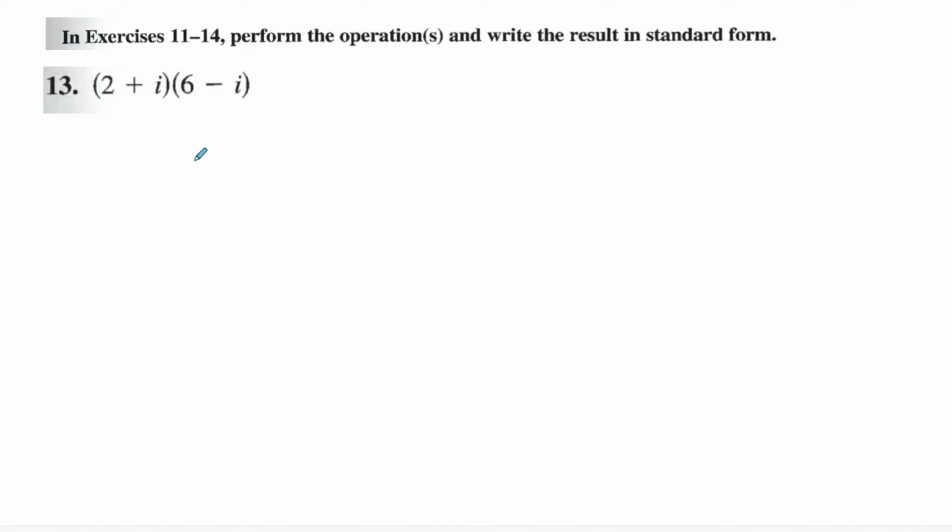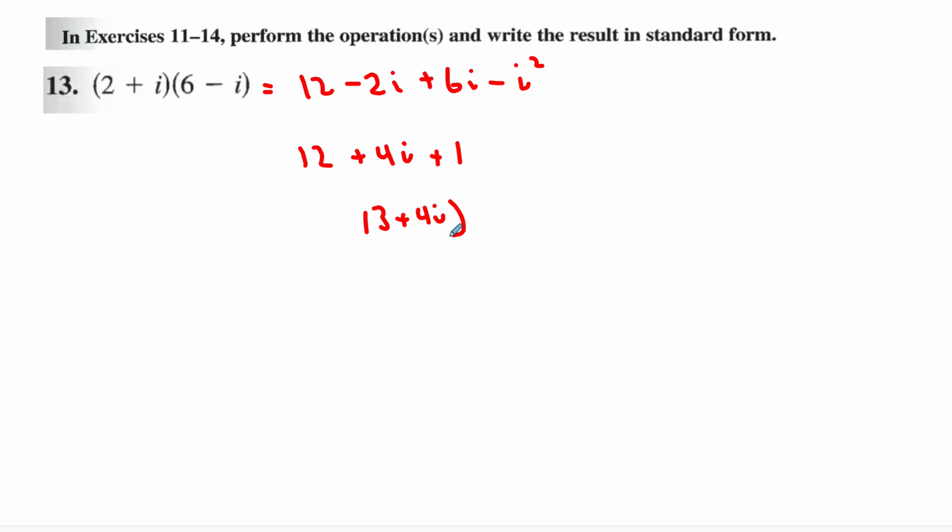All right, multiply. 2 times 6 is 12. 2 times -i is -2i. I times 6 is plus 6i. I times I, positive I times negative I is -i squared. So 12 plus 4i, -i squared minus -1 becomes plus 1. So 13 plus 4i. And that's it.